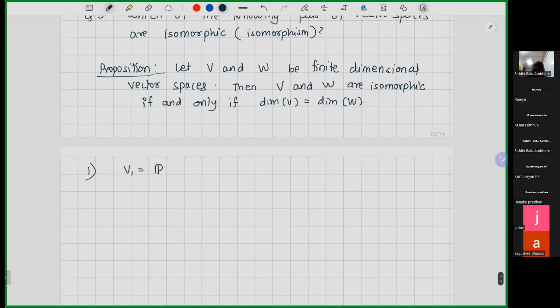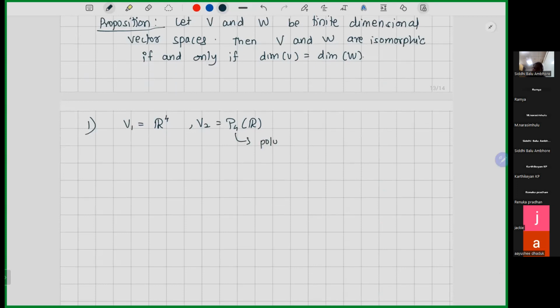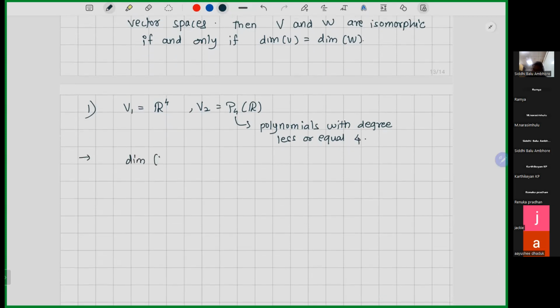So let V1 be R4 and V2 be P4R. P4R means polynomials with degree less than or equal to 4. First, the dimension of V1, that is the dimension of R4, is what? It is 4. That's what we know. And now we have to check the dimension of P4R. And what is it?